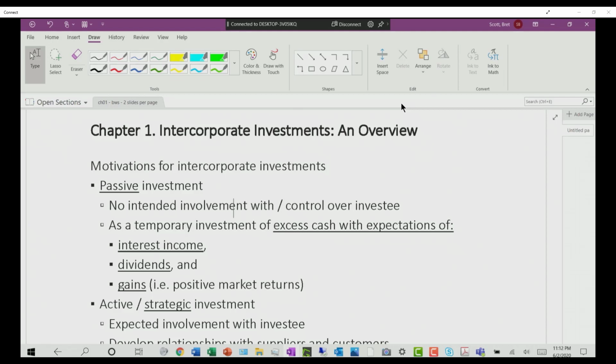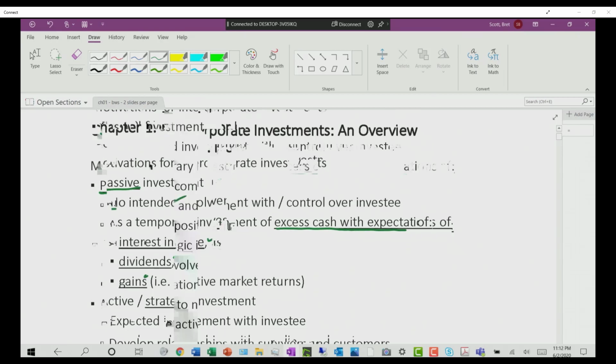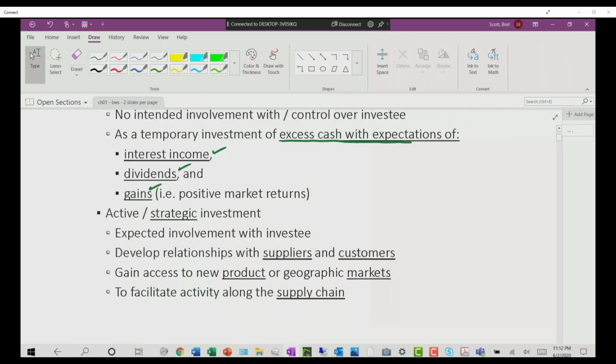There are a couple of things we're going to be looking at in terms of investments. One thing we're going to look at are passive investments. These are the type of investments where a company has some idle cash or excess cash, and basically what it needs to do is generate some type of interest income or dividends or some type of market returns. That's not too unusual. Most companies have these types of investments.